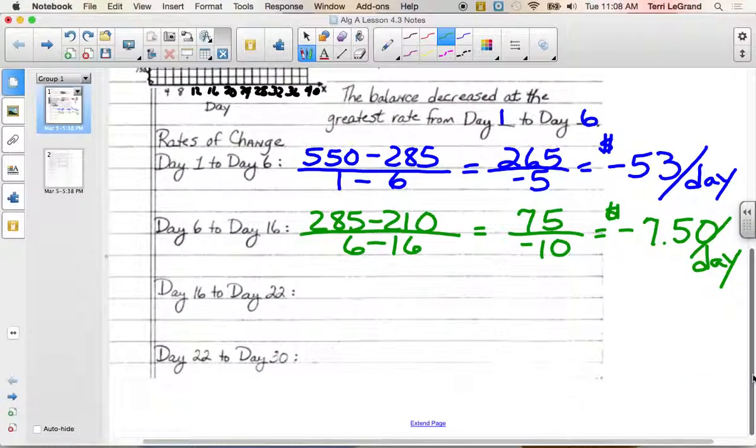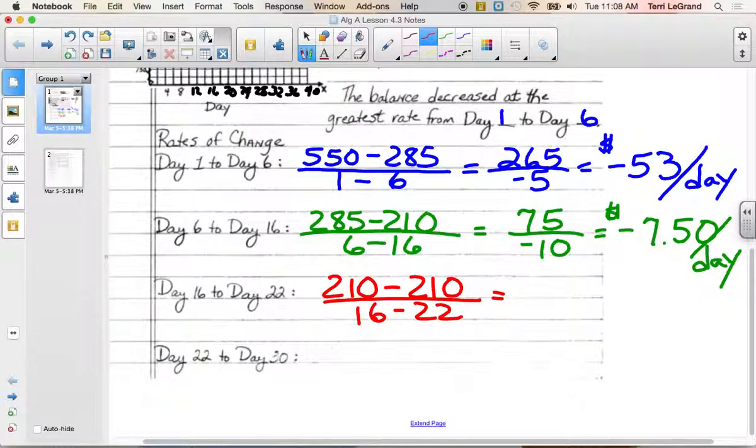Okay, day 16 to day 22. Well, on day 16, there was $210 in the account. How much money was there in the account on day 22? $210. And day 16, take away day 22. 210 take away 210, class? 0.